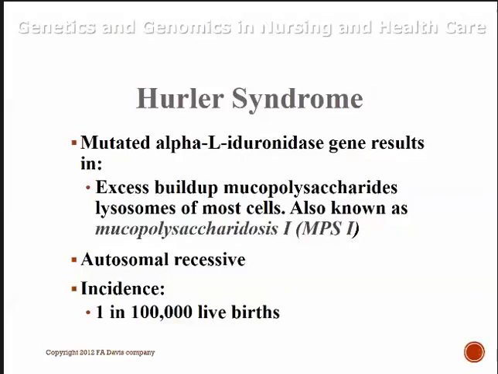All right, moving on to Hurler syndrome. Hurler syndrome is an excess buildup of mucopolysaccharides in lysosomes of most cells, and it's also known as MPS 1. It's an autosomal recessive, and the incidence is 1 in 100,000 live births.